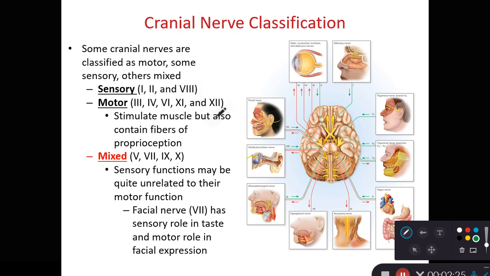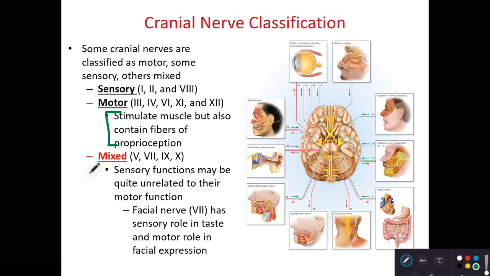As we're looking at the cranial nerves, some of our cranial nerves can be sensory, some can be motor, and some can be mixed. Our sensory cranial nerves are cranial nerves 1, 2, and 8. And our exclusively motor nerves are 3, 4, 6, 11, and 12. These motor nerves are going to stimulate muscles and also are going to contain some fibers of proprioception. And then finally, we have mixed cranial nerves, 5, 7, 9, and 10, that are going to help with sensory and motor functions. The facial nerve has a sensory role in taste and is going to have a motor role in facial expressions.